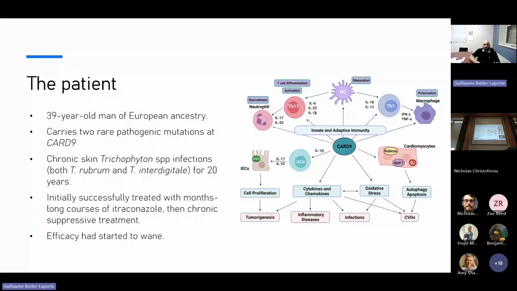Basically, he had chronic skin infection for the last 20 years to different fungi of the species Trichophyton. Initially, that was successfully treated with a months-long course of itraconazole, way before I had encountered the patient. He was then put on chronic suppressive treatment because there's not much more to do for these patients, unfortunately. But as is often the case with chronic suppression of infectious disease, antimicrobial resistance starts to appear and efficacy started to wane for him, unfortunately.